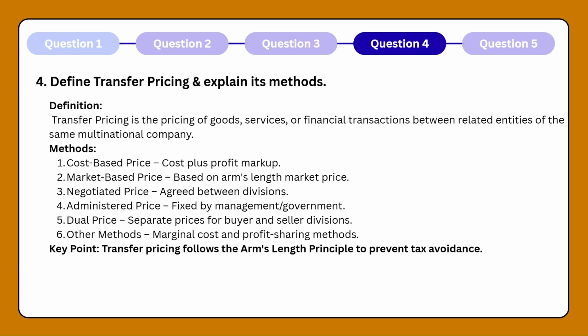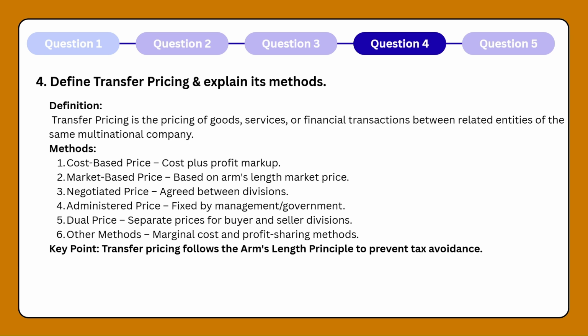Methods include cost-based price, adding profit markup to production cost, market-based price following arm's length market prices, negotiated price mutually agreed between buying and selling divisions, administered price fixed by top management or government, dual price using separate prices for buyer and seller divisions. Other methods include marginal cost and profit sharing methods.